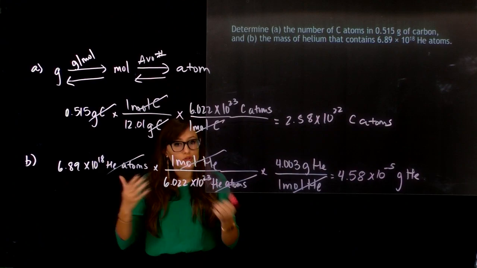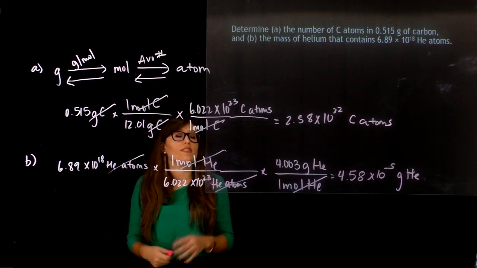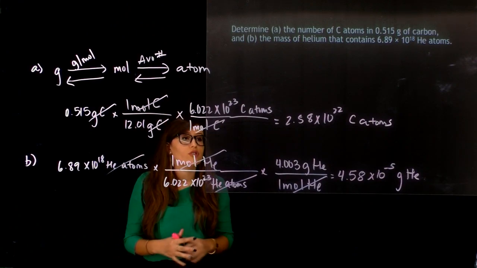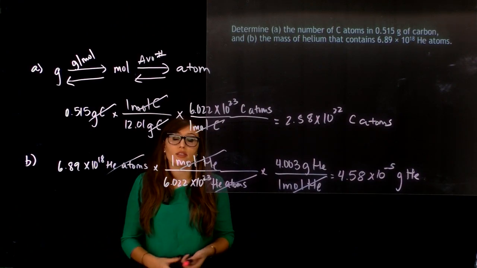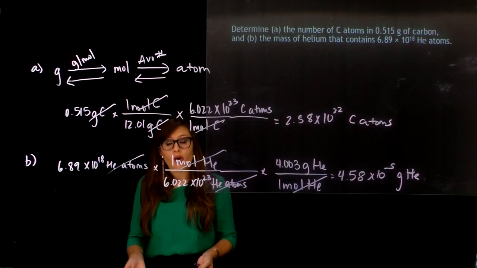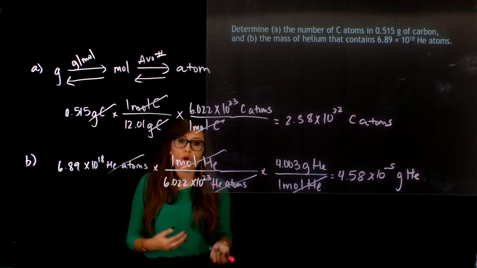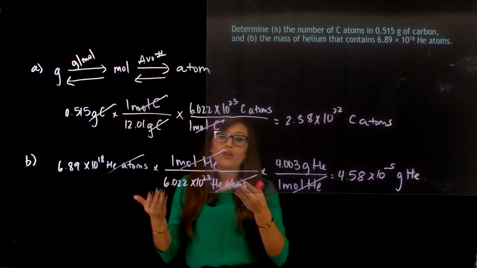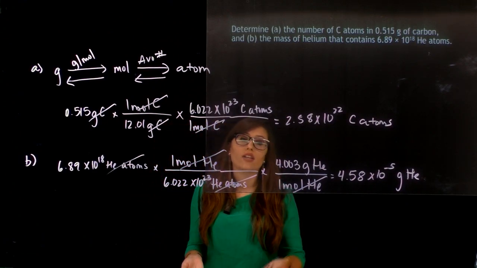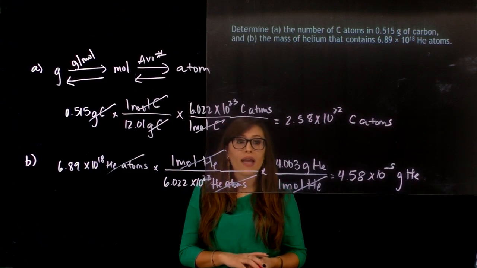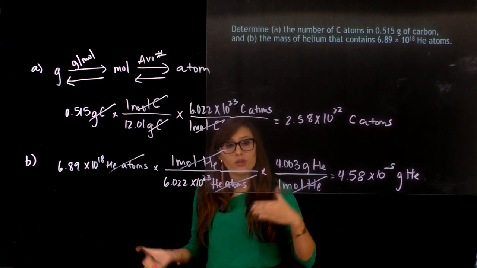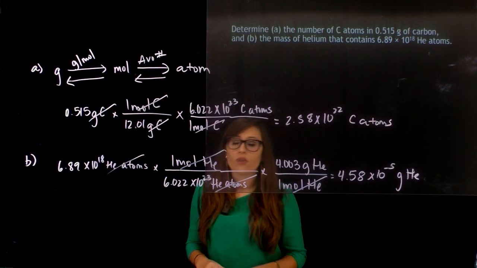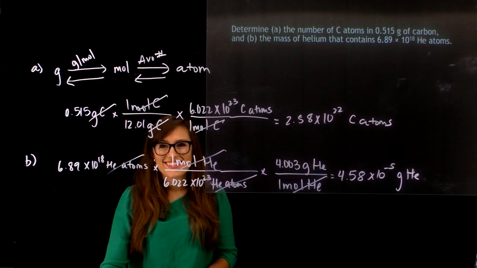So it's always important when you're practicing or approaching these types of problems to give yourself a think map so you know the format you need to follow to answer the question. So in part B, we went from atoms to moles by using Avogadro's number as a conversion factor. And then in order to go from moles to mass, we had to use the atomic mass of helium to convert to grams. And then we're left with our final answer of grams of helium.